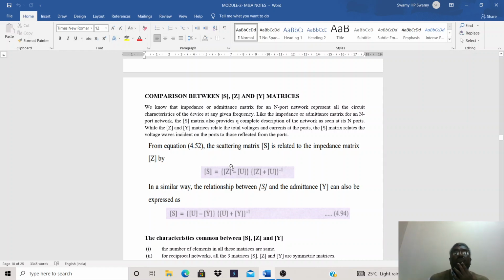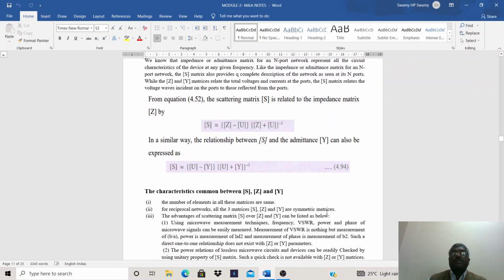Now, from equation 4.52, the scattering matrix S is related to the impedance matrix Z by this equation: S is equal to Z minus U into inverse of Z plus U. In a similar way, the relationship between S and admittance Y can also be expressed as S is equal to U minus Y into inverse of U plus Y. So these are the comparisons between S, Z and Y parameters.